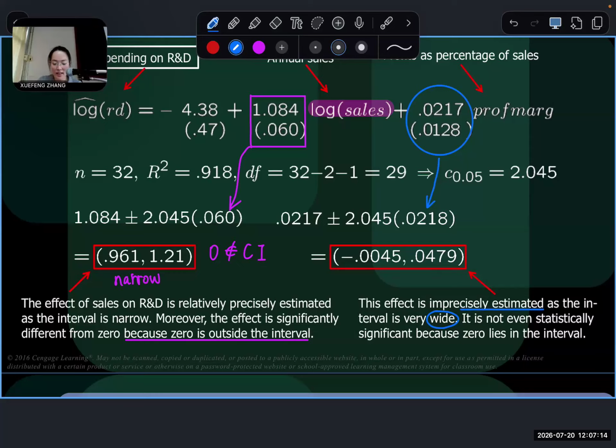And my question is, does 0 belong to this interval? Yes. 0 is inside this interval, right? Which means the profit as a percentage of sales is not statistically significant, right?